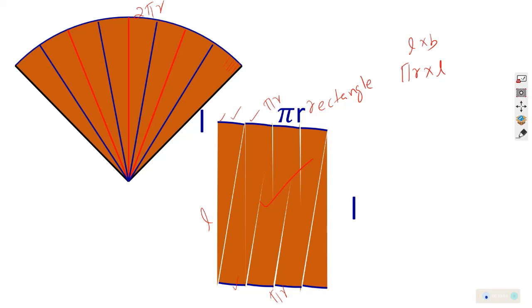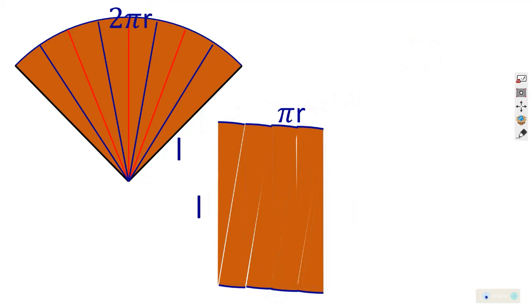So we have made the formula. Pi r into L is the formula to find out the curved surface area of a cone. L is the height over here, breadth over here, or length over here. Pi r is the other end.